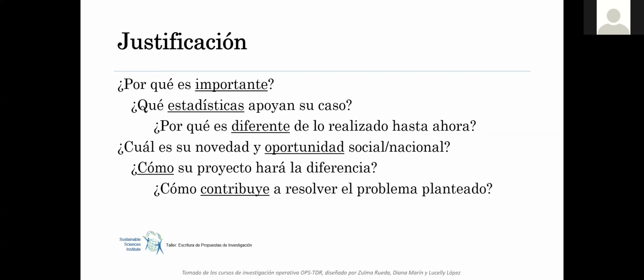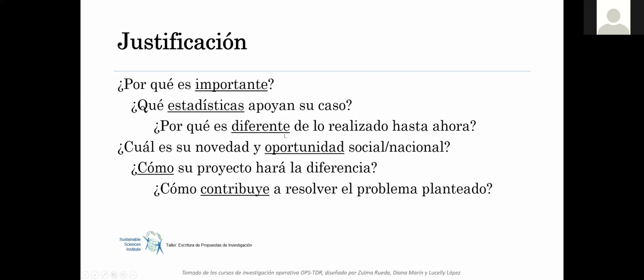So the questions that you see here in these presentations, which will be available on our platform, serve as a checklist to see if your justification, in addition to answering the why, and being positioned in the present time and space, contains all the elements that it should contain. Why is the problem important? What statistics, empiric evidence have you picked up by reviewing the literature and the state of the art that supports your case?